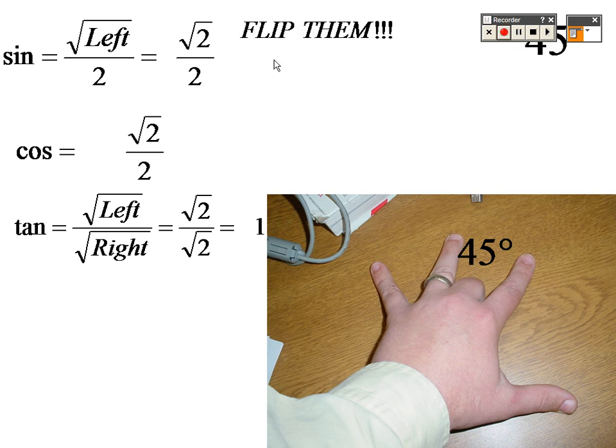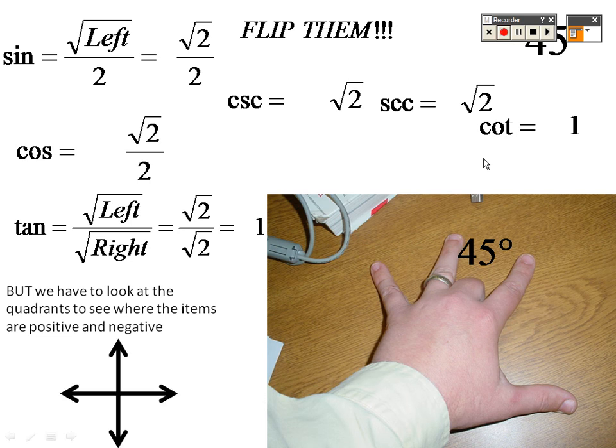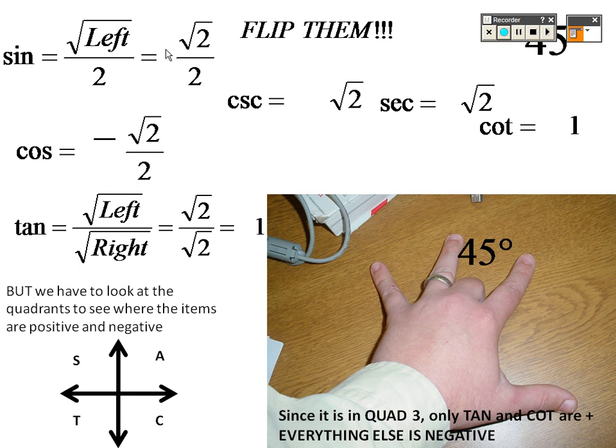So to find the rest, you just flip them. So you get root 2, flip that one to get root 2, flip that one to get 1. But you have to remember it was in quad 3. Quad 3, tangent is positive. So this is positive and this is positive, but everything else is negative. That means that's negative and that's negative and that's negative and that's negative. All of those are negative. But tangent and cotangent are not.